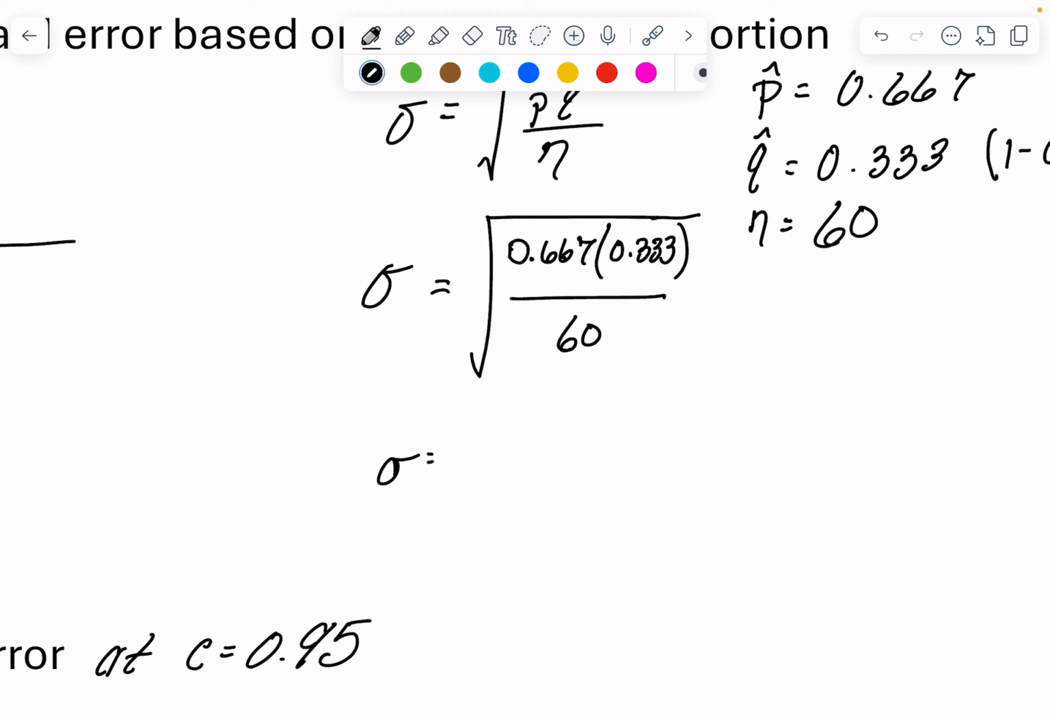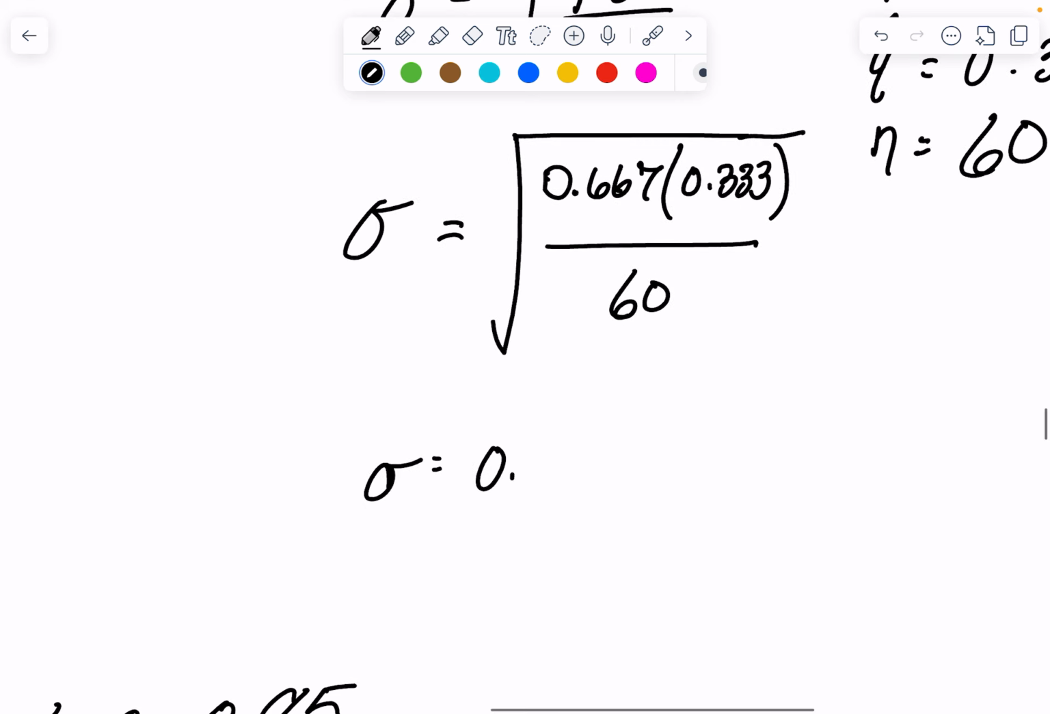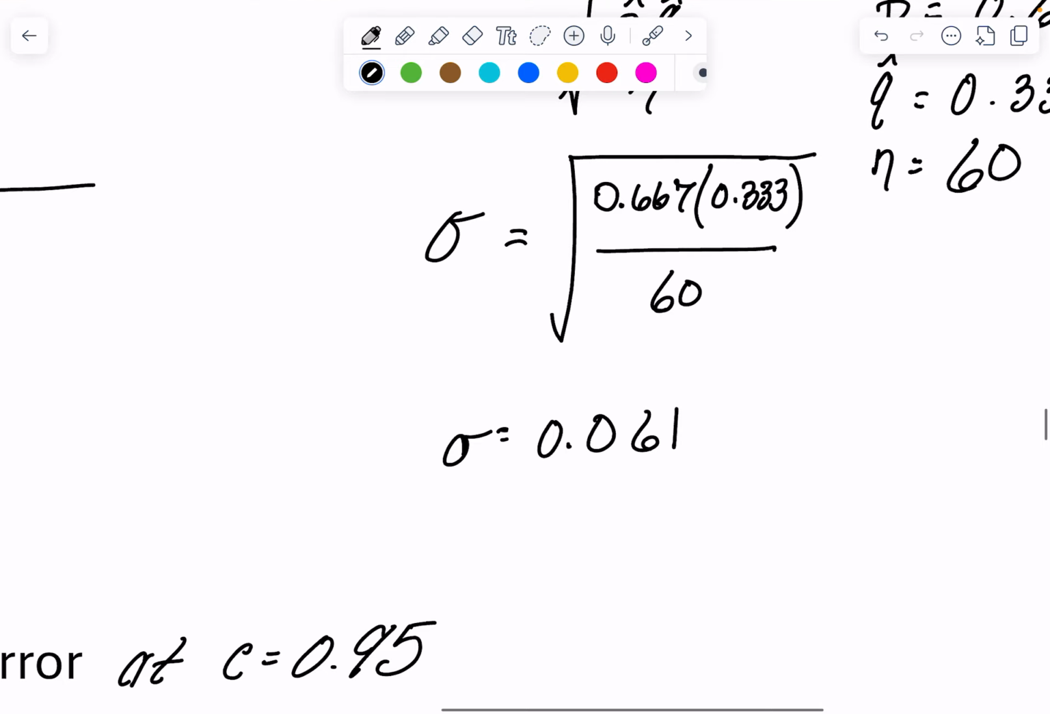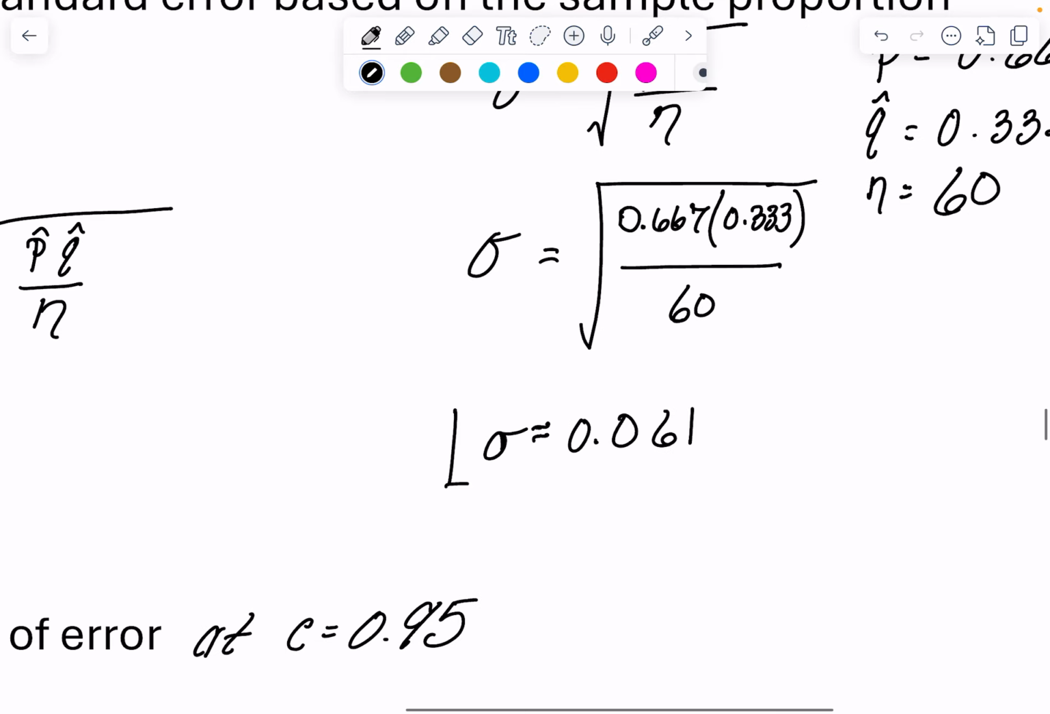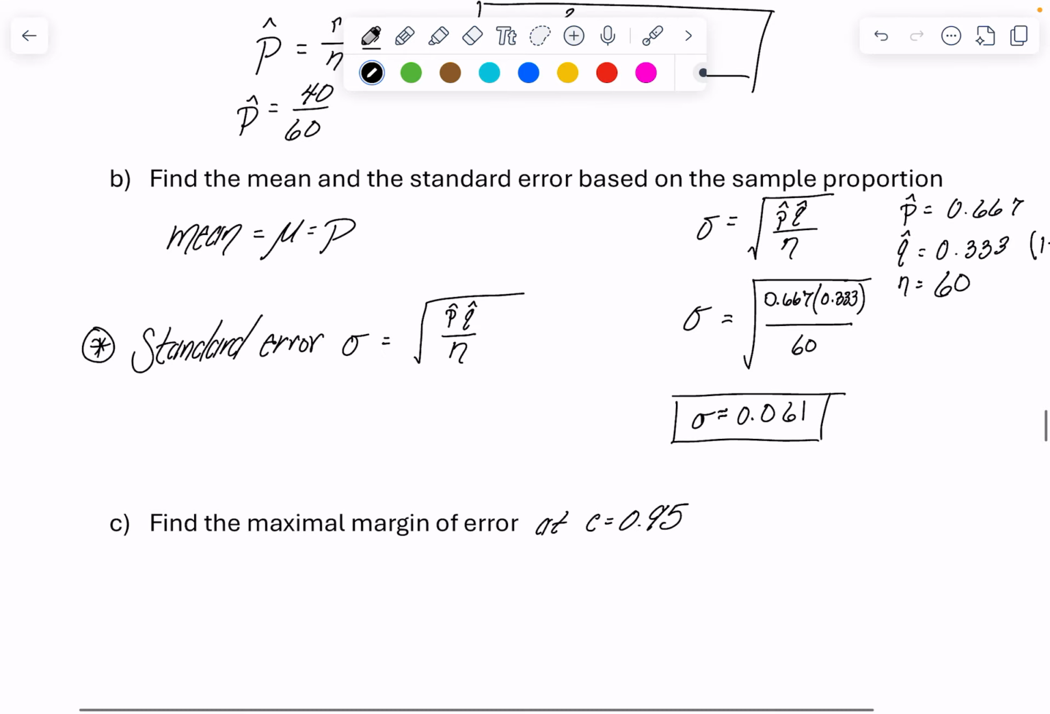Calculating the inside of our equation, it's going to be 2/3 multiplied by 1/3 divided by 60. We have a pretty small decimal there. It's going to look like 0.0037, but let's take the square root of that. And we will get 0.061 about. Okay. And that is our calculation for the standard error.